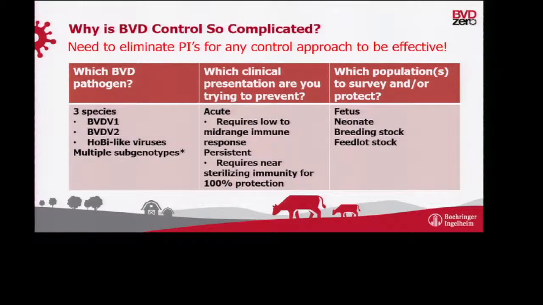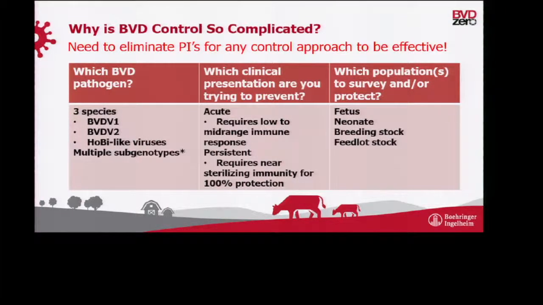So if we're going to talk about prevention, then once again we run into the same problem. If you're going to vaccinate, do you have to worry about HoBi-like viruses in the region where you're going to use that vaccine? Are you primarily type 1 or 2? In the United States, our vaccines now have type 1 and type 2 in them, because we found out that we actually needed both of those to make a good vaccine that gave us a broad enough range to protect against what we were seeing in the field. So as you look at your country, you're going to have to decide what you need. Which clinical presentation are you trying to prevent? If you're going for acute, you don't have to have very high titers.